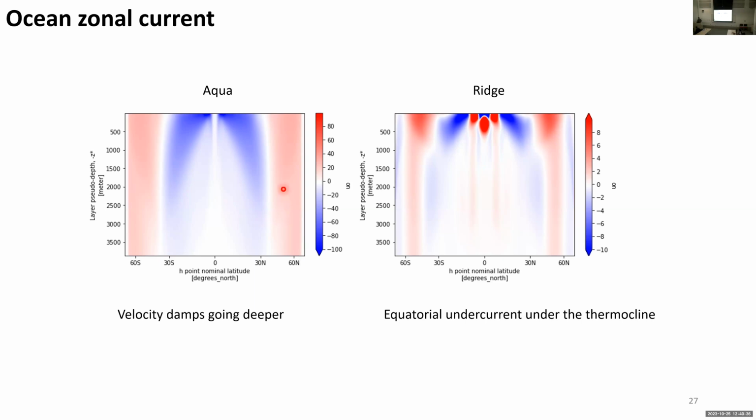And on the high latitudes, the oceans go in another direction, from the west to the east. And for the ridge, it's more realistic compared to the real climate. You notice that we have the equatorial undercurrent under the thermocline. It has the opposite direction of flow compared to the surface flow. It's real in our climate. It also shows in the ridge simulation.